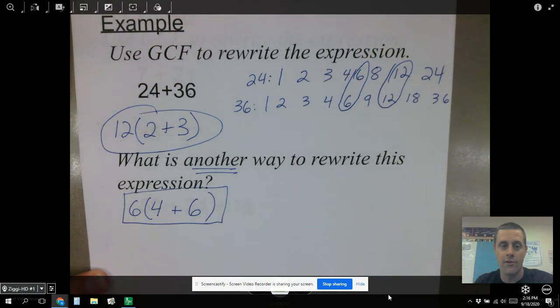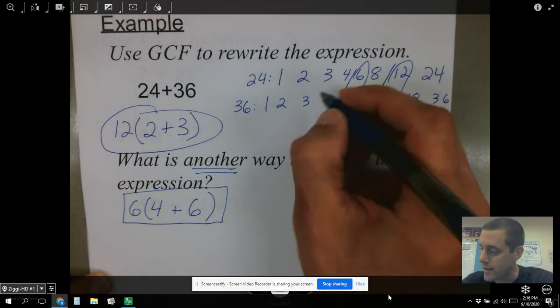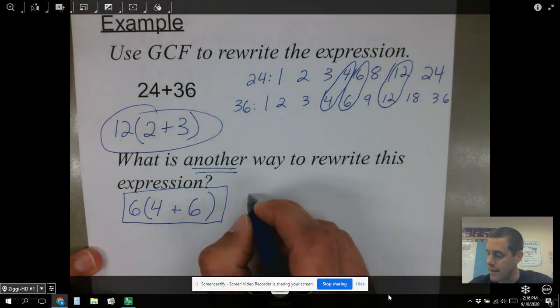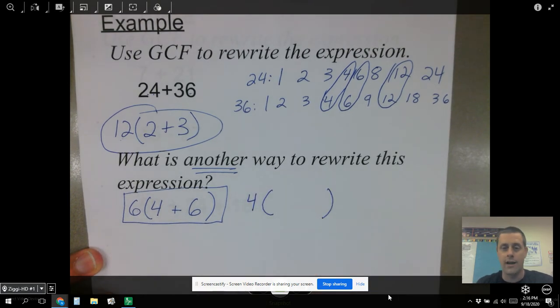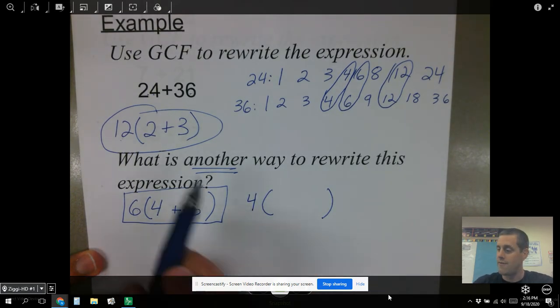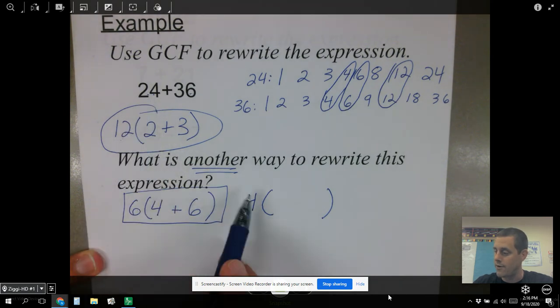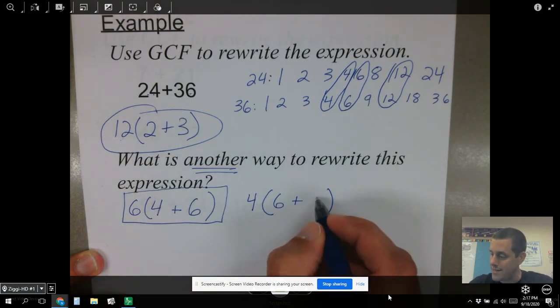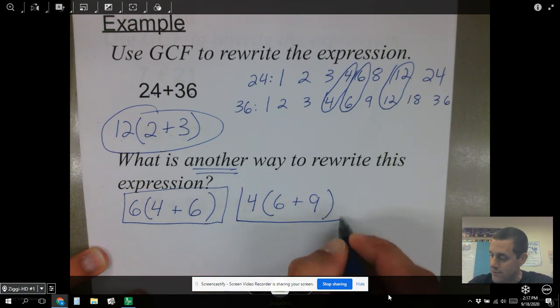Can we find another way? Is there another common factor I could factor out? Yeah, I see 4 is common to both these terms. Let's factor a 4 out. Make 4 a coefficient on our quantity. Factoring a 4 out of 24. 24 divided by 4 is 6. Drop our plus sign. 36 divided by 4 is 9. Another way to factor this expression.